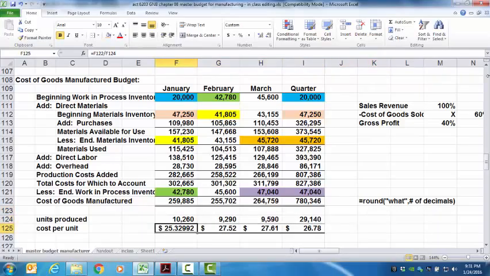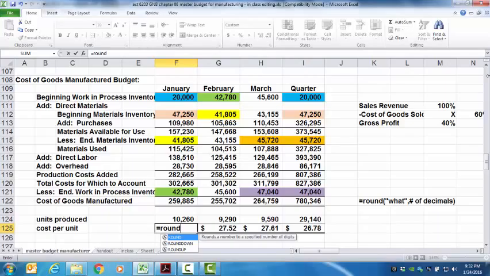Now remember, you can see that this is not a rounded number. So let's start with round. And the good thing about Excel is it will prompt you for these syntax pieces. So notice the first thing it's saying is the number. What do you want rounded? I want the cost divided by the units produced rounded, comma, 2 decimal places.